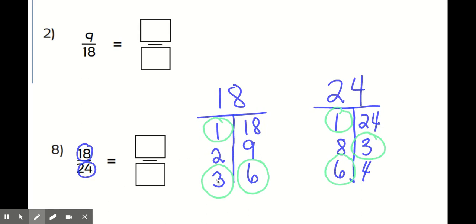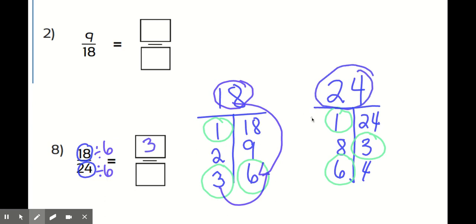So now I got to choose which one am I going to choose to divide by? You choose the biggest number to divide by. So I'm going to divide by 6 because that's the biggest number they both have. And then 18 divided by 6 gives me 3. And then 24 divided by 6 gives me 4. Okay? And this is how you simplify fractions.